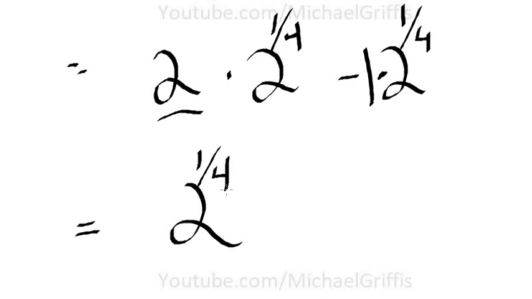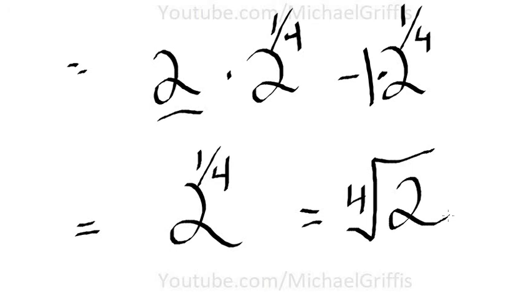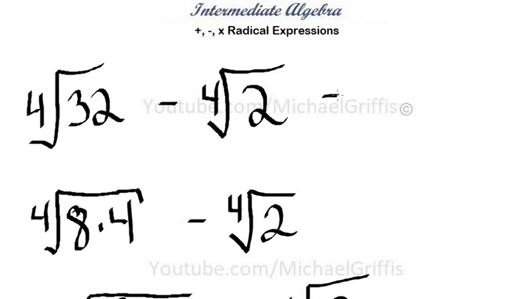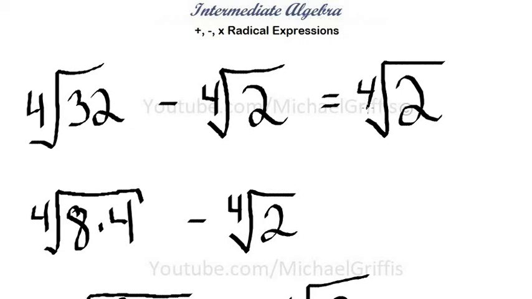We want to go ahead and now write that back in radical form. Okay, so let's take a look. So this is all equal to the 4th root of 2. It's kind of weird, isn't it? Anyway, it really is. I'd actually check that on the calculator to make sure.